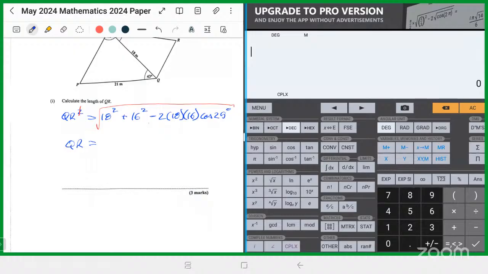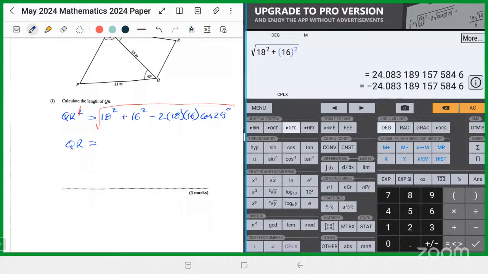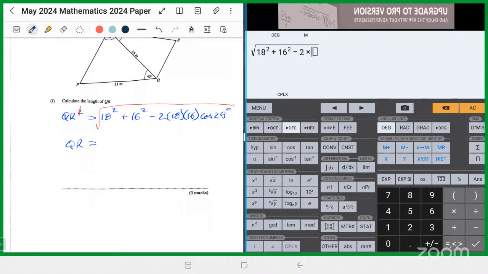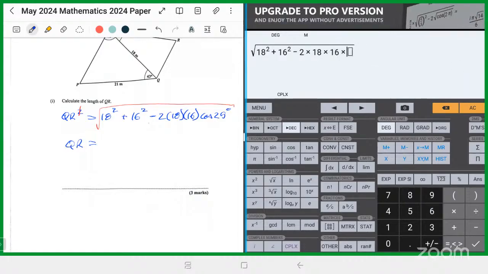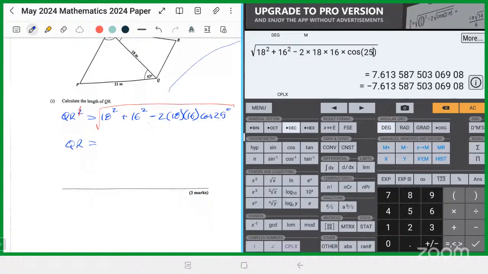It will be the square root, and put in everything exactly as it appears: 18 squared plus 16 squared minus 2 times 18 times 16, times the cosine of 25. I don't bother to put the brackets. Make sure the calculator is in degrees; you can see the DEG up at the top there. And the answer is 7.61.